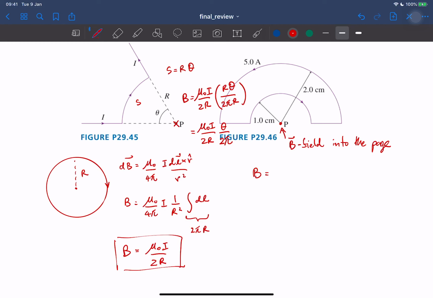And the answer will be mu 0 I. They all share the same current, so I can take it out. Divide by 4. Divide by 4, not by 2, because it's half of the circle. And then it's going to be 1 over 1.0 centimeters minus 1 over 2.0 centimeters, like this. It's a minus sign because for the inner circle the current is going this way, and for the other one it's going the other way. So the magnetic fields point in opposite directions, so you need to subtract them, right? Because magnetic field is also a vector.